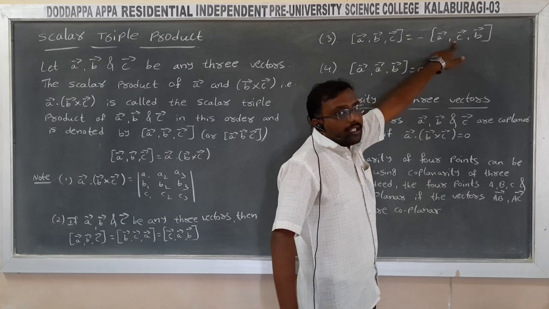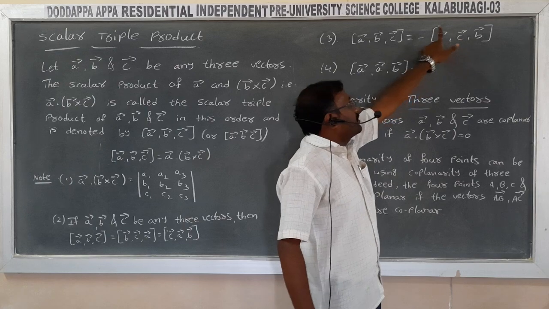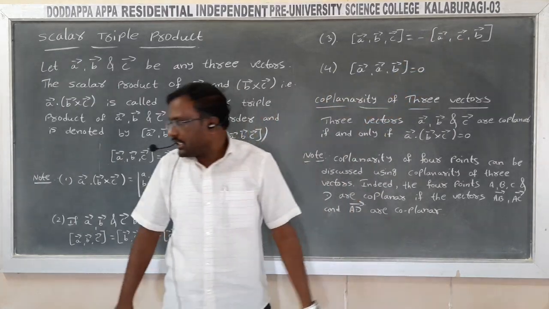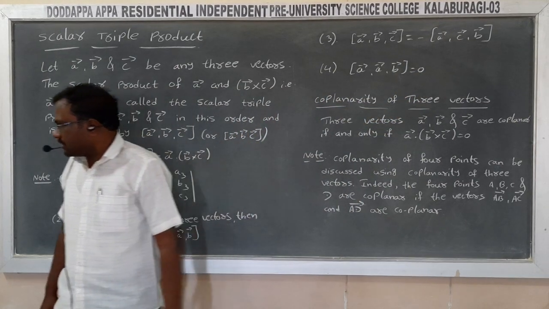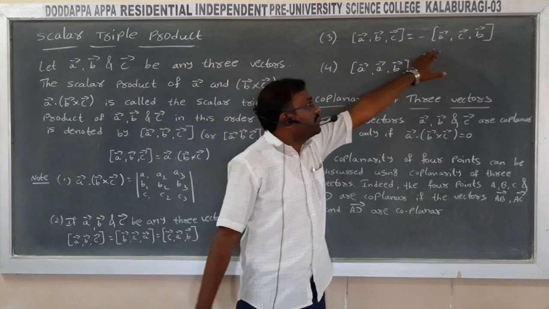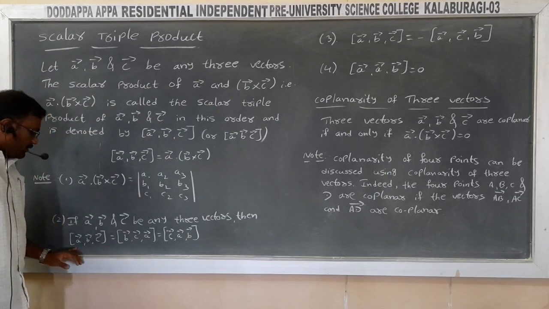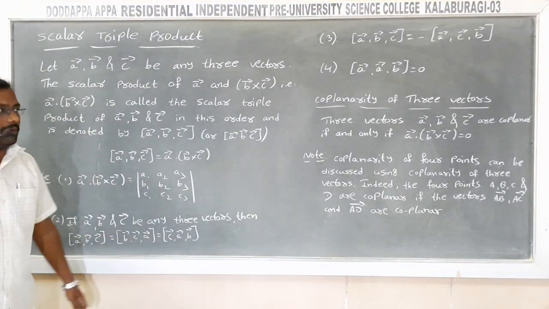If the order is interchanged, the value takes a minus sign. Okay? When the order is changed, you take the minus sign value. If the order is kept, then you take plus. So these all three are equivalent.